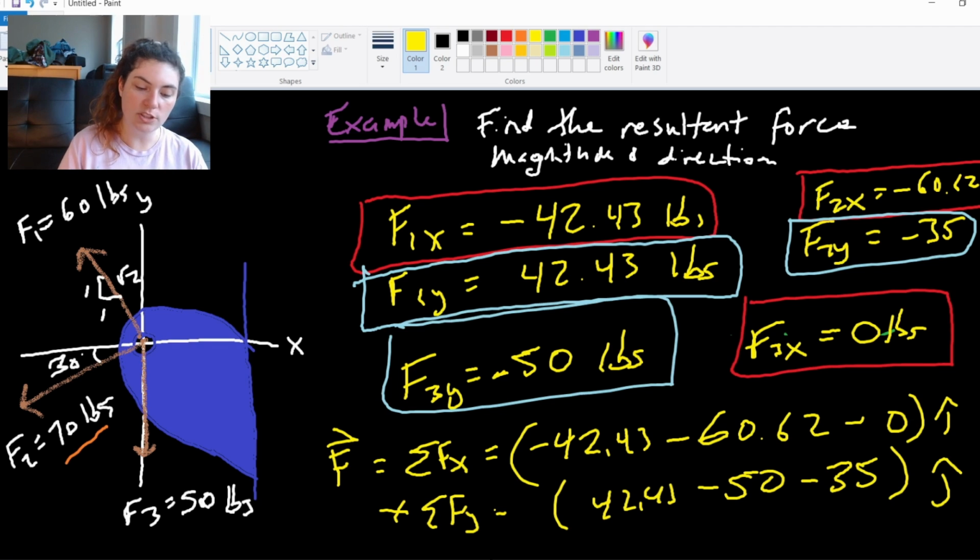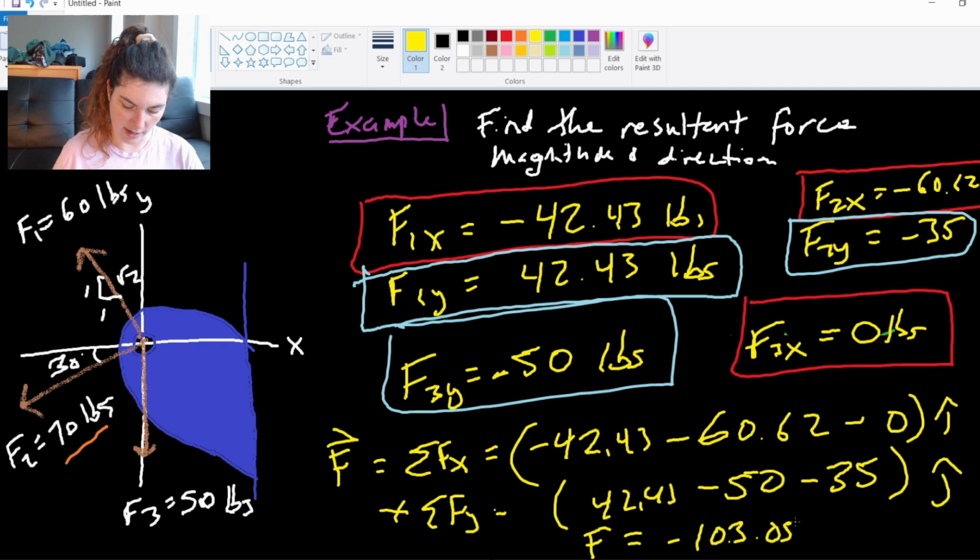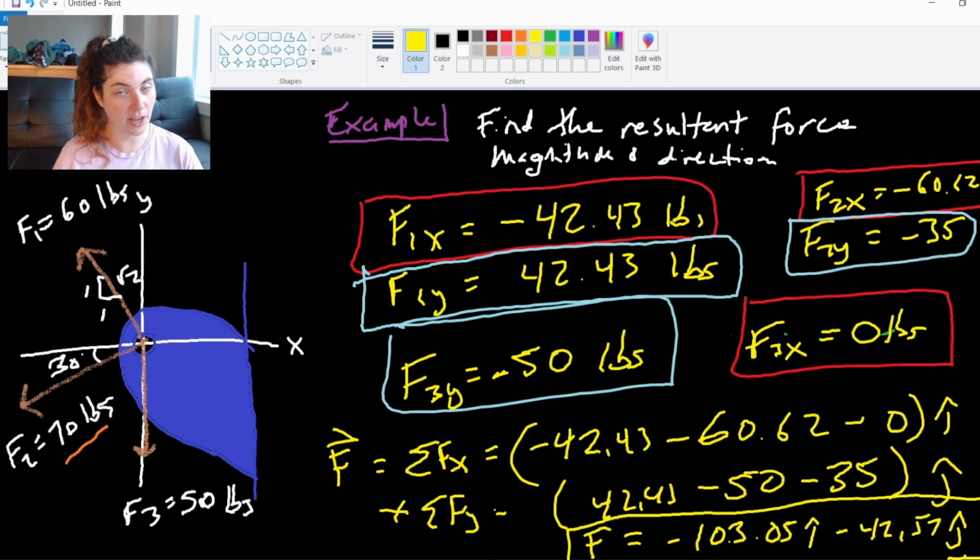But our question asked for a magnitude and direction. So instead of giving them this final answer in the Cartesian form, we'll write that out right here just so we can keep track of it. It is negative 103.05 I hat minus 42.57 J hat. This is our answer in Cartesian form. Not what the question asked for, but necessary so that we can find what the question asked for. Now we can use this to convert into magnitude and direction.